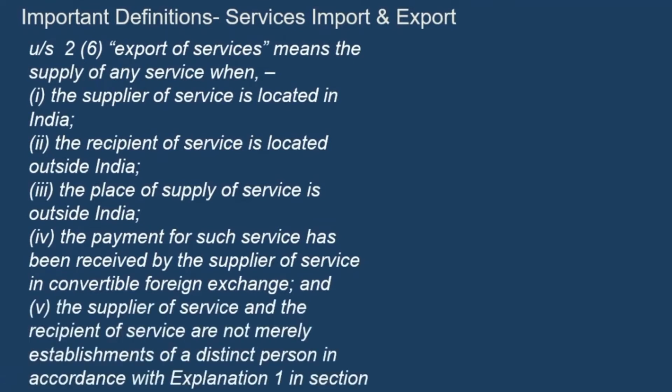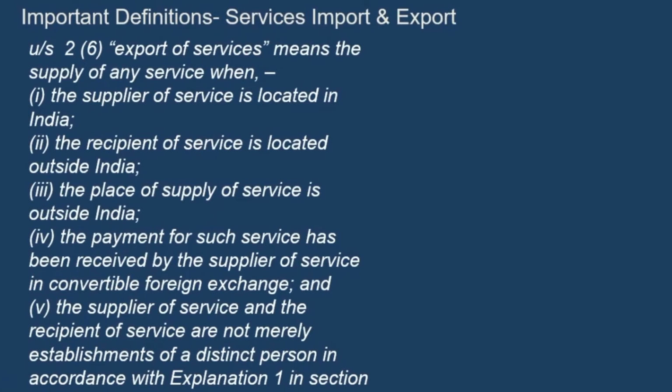Number five, the supplier of service and the recipient of service are not merely establishments of a distinct person in accordance with Explanation 1 to Section 8. Now what is the meaning of establishment of a distinct person? It is nothing but branch offices of the same company, the same person. So it is not just a transaction between related parties or branches, like a branch office in the US and a branch office in India supplying services to each other. So it will not be treated as export of services.